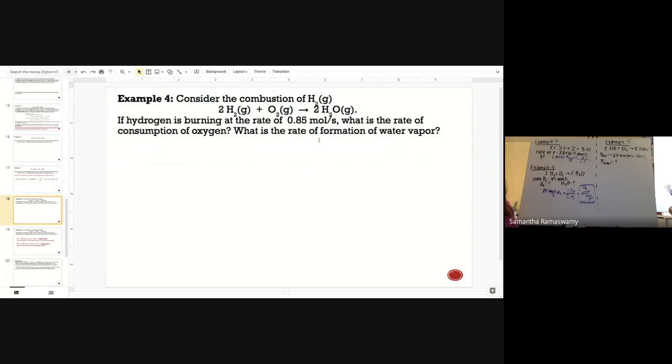Then the rate of formation of water vapor. So again, start with what we know. 0.85 moles per second of H2. For every 2 H2, we form 2 H2O. So 2 over 2 is the same as 1 over 1. So based on the coefficients, if they have the same coefficients, they're going to have the same rate of formation or rate of appearance or disappearance.